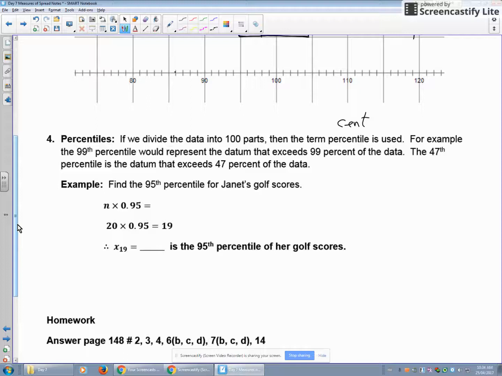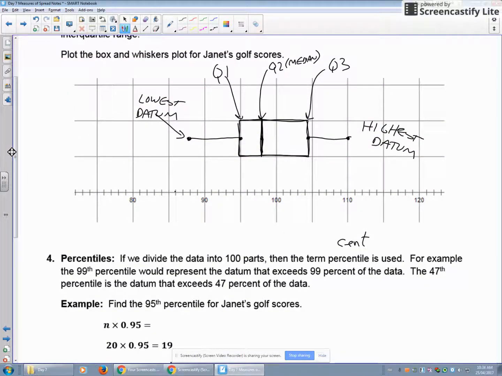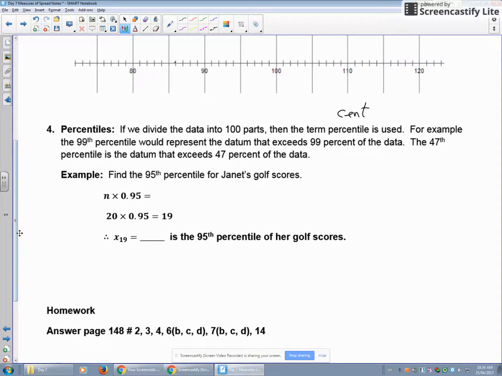So for example, the 99th percentile would represent the datum that exceeds 99% of the data. So quartile 3 represents the data point that's more than 75% of our data. Quartile 2, the data point at our median, represents the data that exceeds 50%. 99% of the data would be the 99th percentile. The 47th percentile is the datum that exceeds 47% of the data.